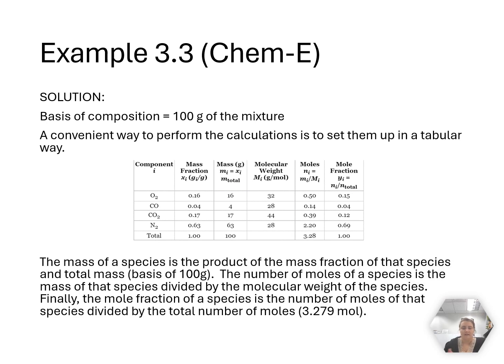And then the last thing here is just writing that out for you in a slightly different way. The mass of a species is the product of the mass fraction of that species and the total mass. So that's how we found mass. And then the number of moles is related to the molecular weight. And then the mole fraction is the number of moles of that species divided by the total number of moles. So take a pause and make sure that this concept is really clear. We're going to use this over and over again during the semester.